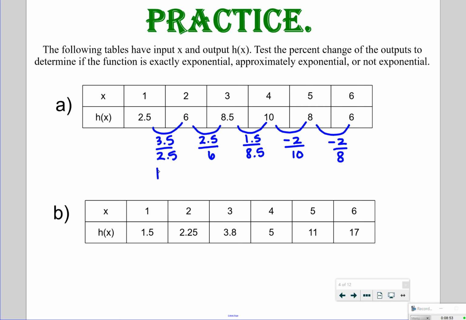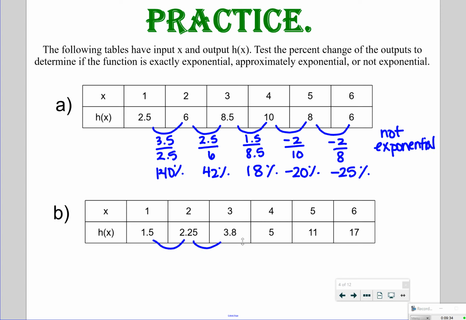If I divide them, I get 1.4 or 140%. I get 0.42 or 42%. I get, let's see, about 18% for the next one. The next one I'm going to get negative 20%, and then negative 25%. So definitely not constant or even close to constant, so this would not be appropriate as an exponential model. And we'll look at the picture of that one in a second.